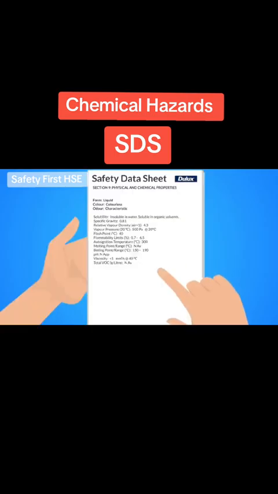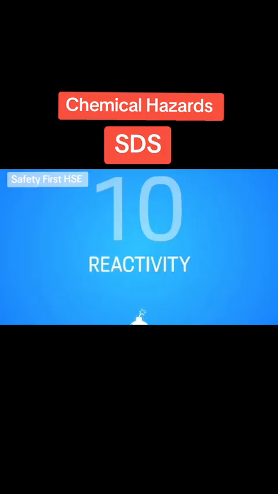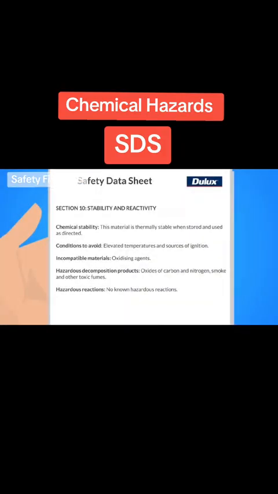Section 9 provides information on the physical and chemical properties, such as appearance, odor, pH, and flash point. Section 10 contains critical details of any hazardous reactions that may occur if the chemical is exposed to certain conditions or comes in contact with incompatible materials.